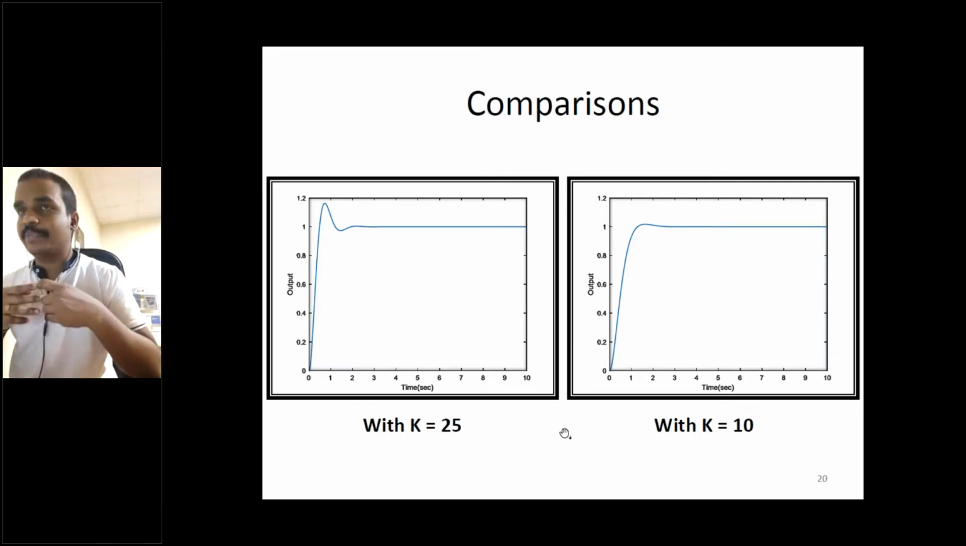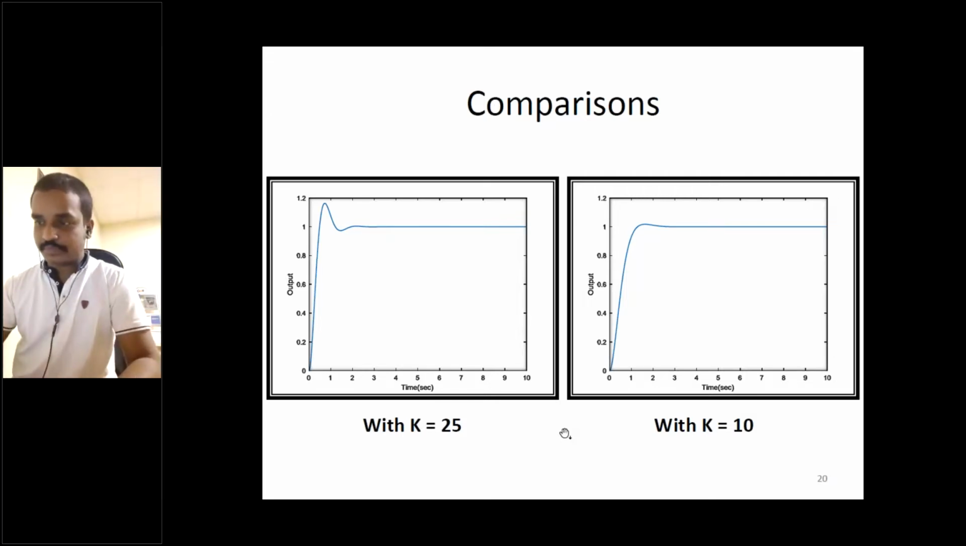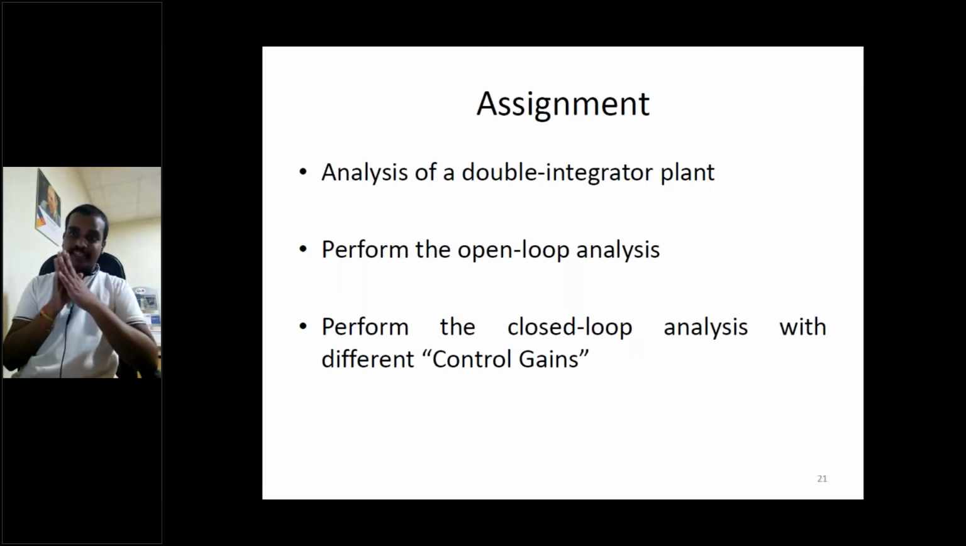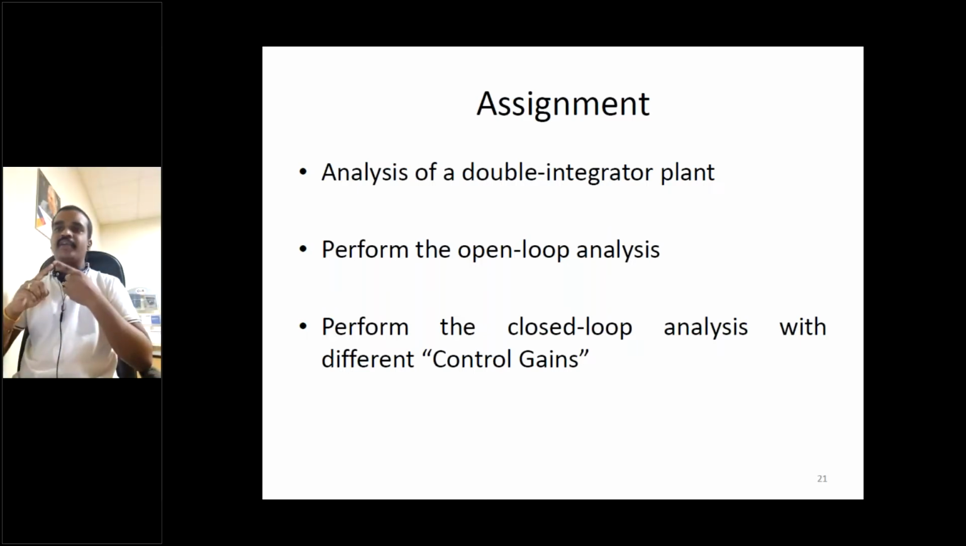Tomorrow we are going to discuss the PID controller, proportional integral derivative control. What is the limitation of this proportional control? What are the advantages of the others, and how to design? We will see tomorrow. So this is the summary. However, the assignment here is that you have to do the open loop analysis as well as the closed loop analysis for a double integrator plant.